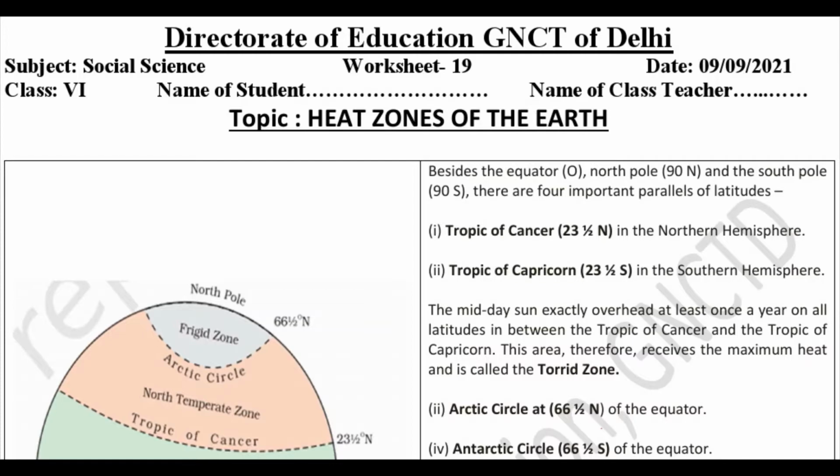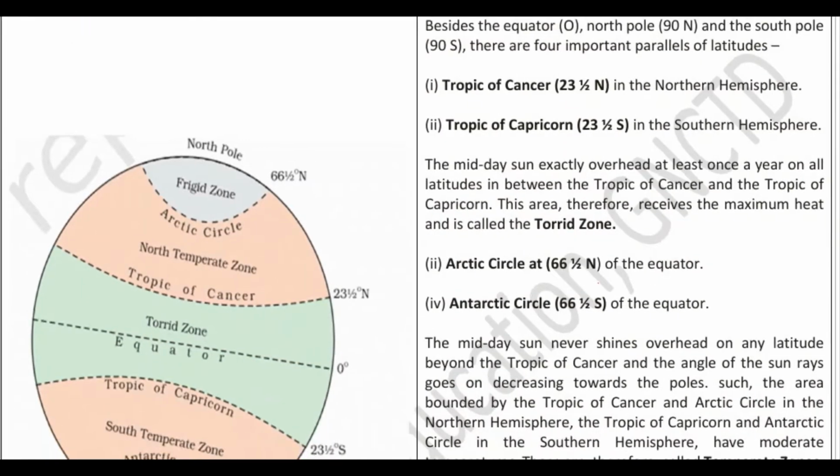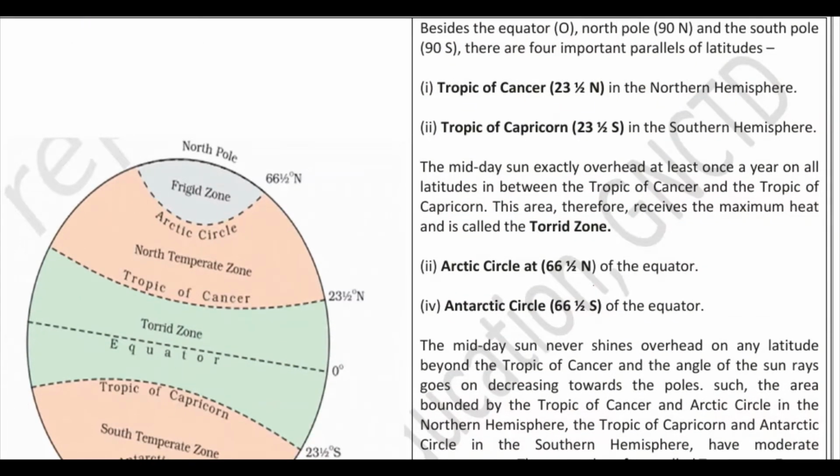Friends, in this video we are going to solve Worksheet 19, subject Social Science, class 6. Here you need to write your name and here your class teacher's name. Date is 9 September 2021. So the topic is heat zones of the earth. Today we are going to study about the heat zones. In the previous one we had studied about the latitudes. So we see here what is written.